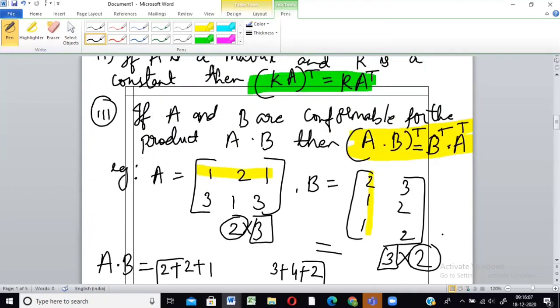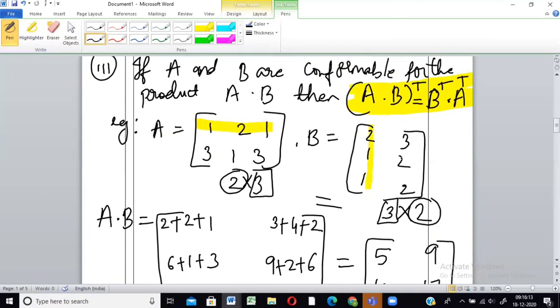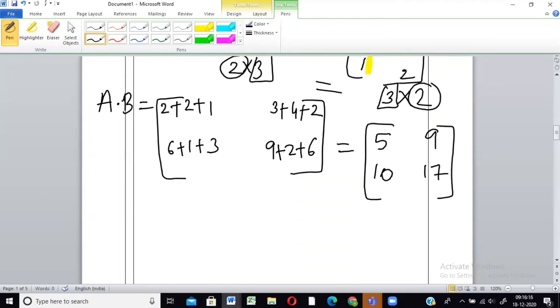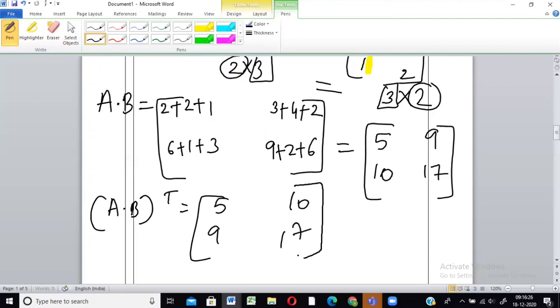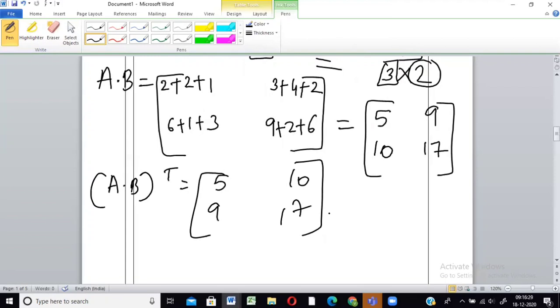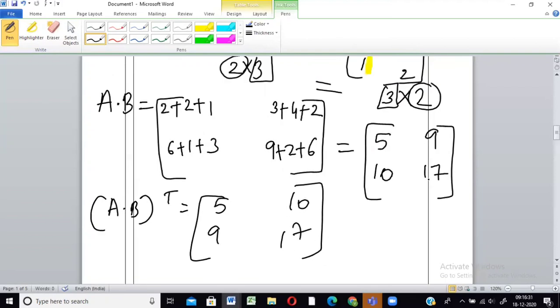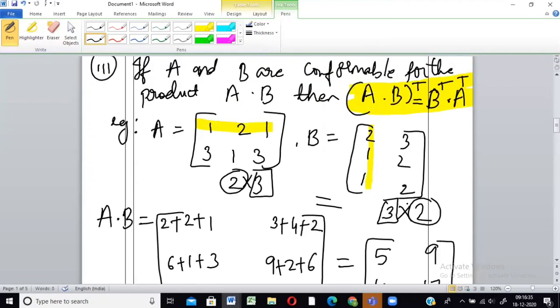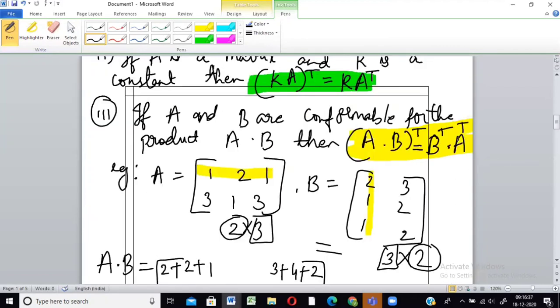Now, yes, this is eligible for multiplication. So, multiplication is done. Now, we are actually proving this property, right? So, (A into B) transpose. Let us take it. Now, this is your A into B. What will be the transpose? Transpose will be rows to columns and columns to rows, right? So, 5, 9 like this and 10 and 7. All right. So, now (A into B) transpose, this is actually your left hand side, correct? What do you want this equal to? You want this equal to B transpose into A transpose.